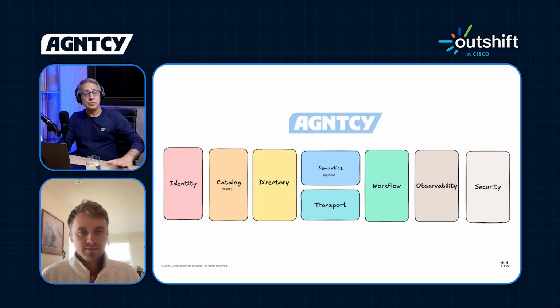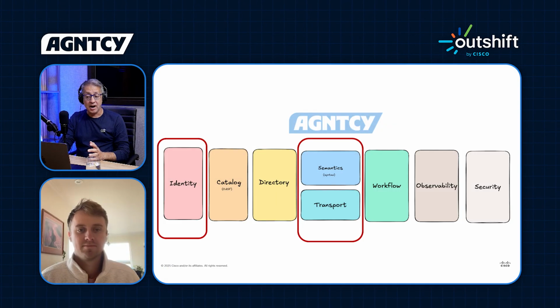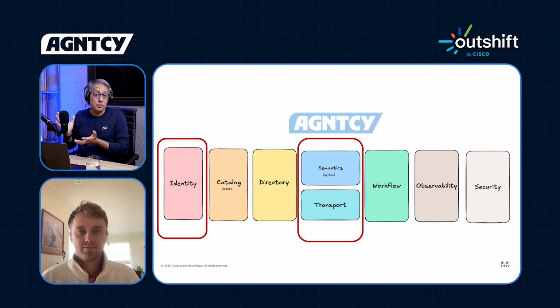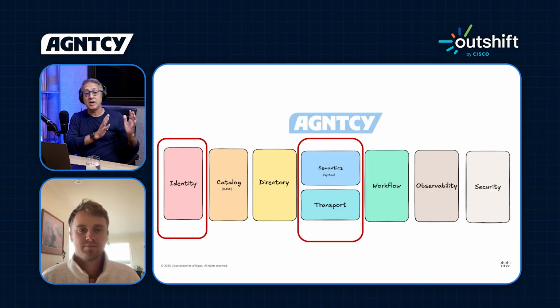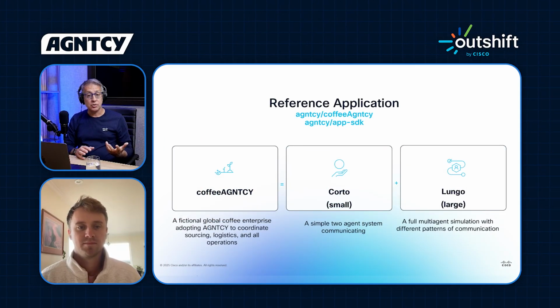So you know some of the pillars of agency that we've been working on. This time we're going to be talking about the transport, which we've already done and shown, but we're going to be adding in the identity. And this is all going to be shown in the Coffee Agency application.